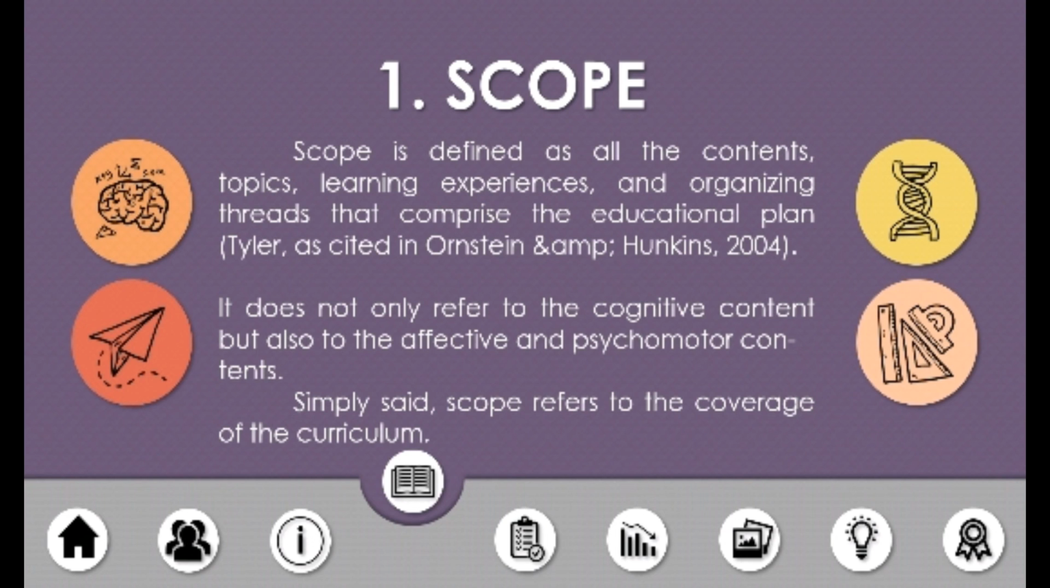affective and psychomotor contents. That is why in the objectives, if we base on Bloom's taxonomy, it's very important to have the cognitive, affective, and psychomotor domains in your objectives, because the educational plan targets those three, as they are essential to the overall growth and learning of the student. So let's take it in simple terms. Scope is the coverage of the curriculum. But coverage not just in the cognitive content, but also the affective and psychomotor, as well as the learning experiences and the organizing threads in the whole curriculum.